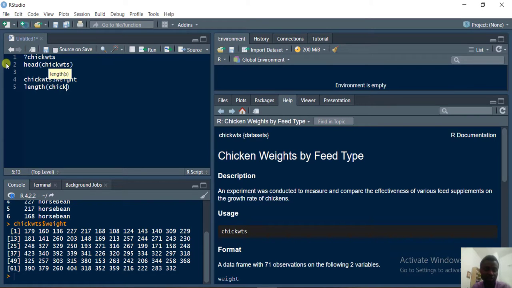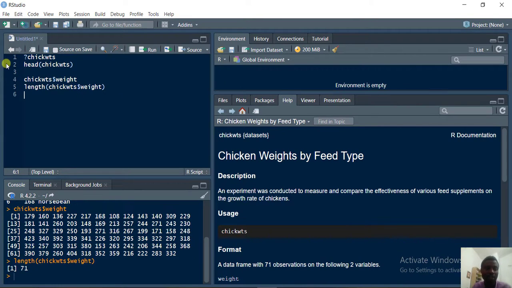So to know the number of observations we have for weight alone, we use the function length and we put chickwts because we're interested in the weight. We still index it again using the $weight, and when you run it, you could see that the total number that we have for weight alone is 71. So let's assume that this is the total number of the population, for weight alone.